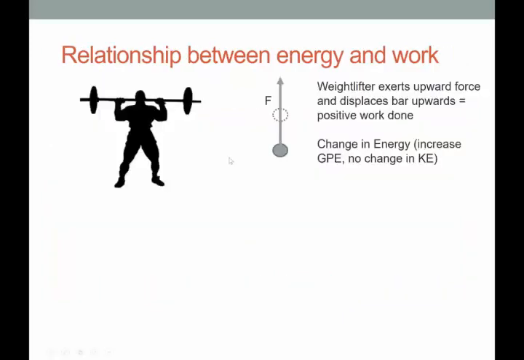Let's go to some examples of the relationship between energy and work. In this example, the weightlifter uses chemical energy in his muscles to lift a bar upwards, followed by lifting it downwards. The weightlifter exerts an upward force and displaces the bar upwards. This is equivalent to positive work done on the bar. What is the change in energy? There is an increase in gravitational potential energy, but there's no change in kinetic energy.